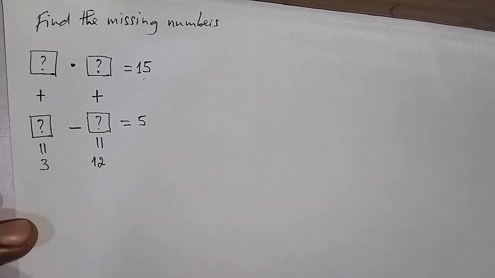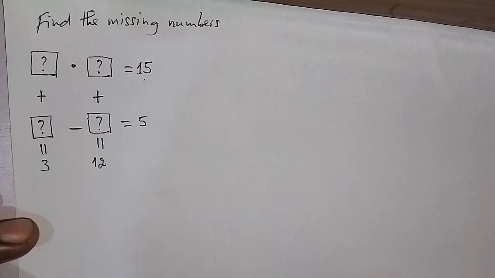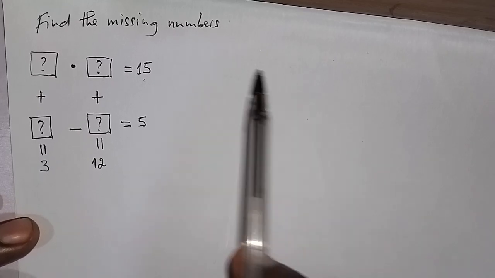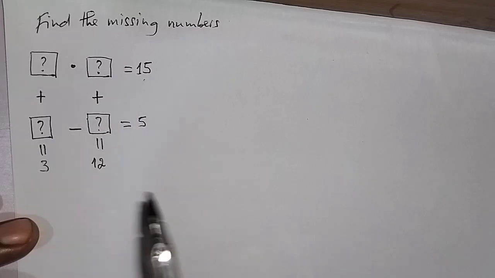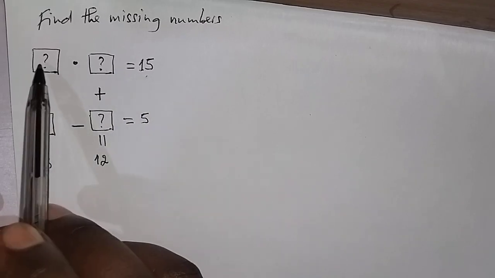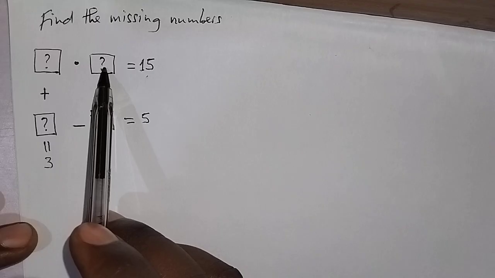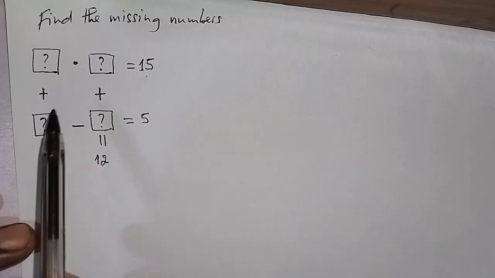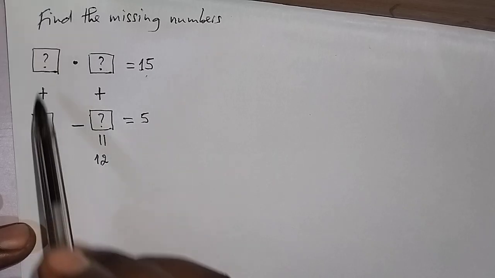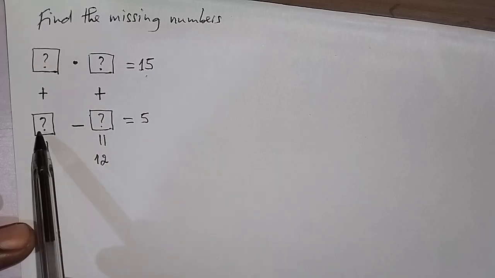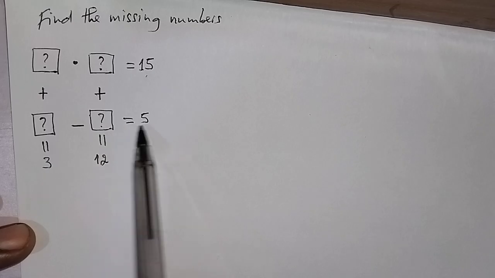Hello, you are welcome to solve this math problem to find the missing numbers here and here and here and here. This number multiplied by this is equal to 15. This number plus this is equal to 12. This number plus this is equal to 3. This number minus this is equal to 5.